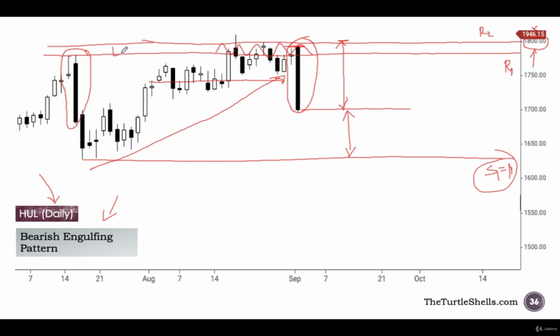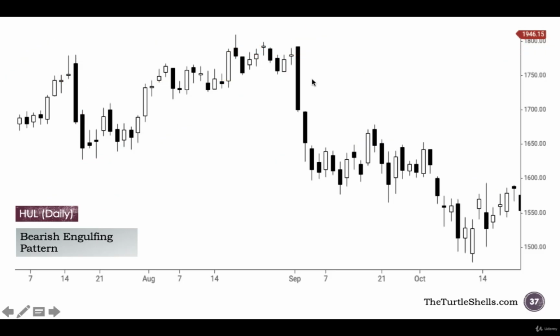Once I have those, then I can draw the resistance zone and see what's happening in that zone. Not a single candle in this entire chart has closed above this resistance zone. There is one candle which has crossed above the resistance zone but not closed above it. Okay? So that's how I look at this.